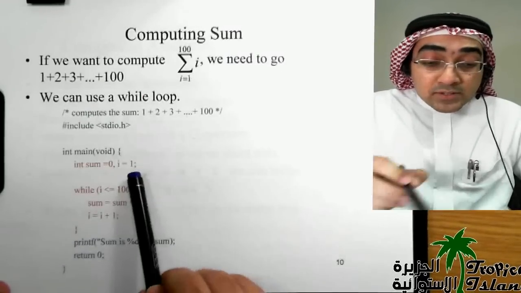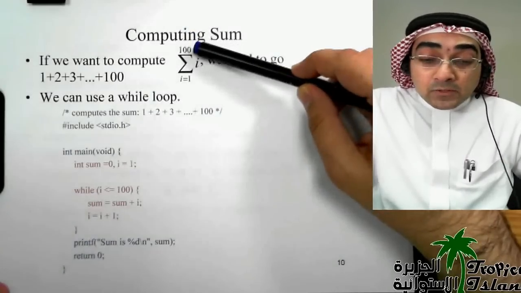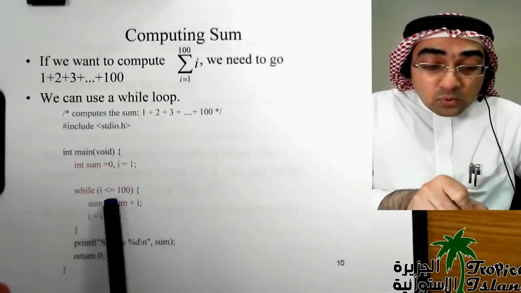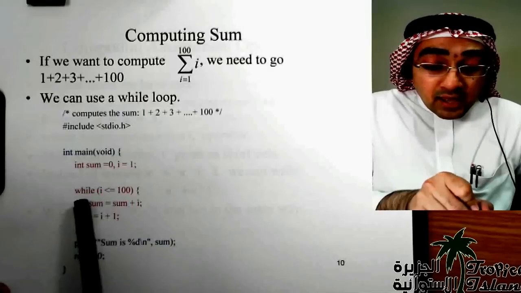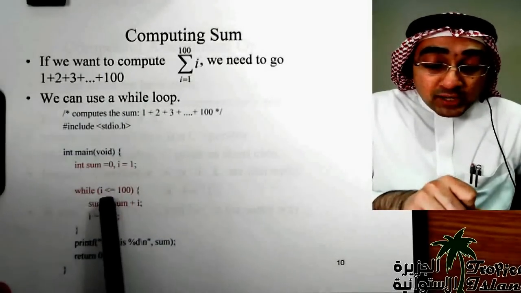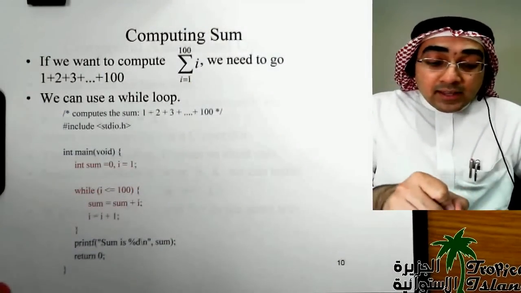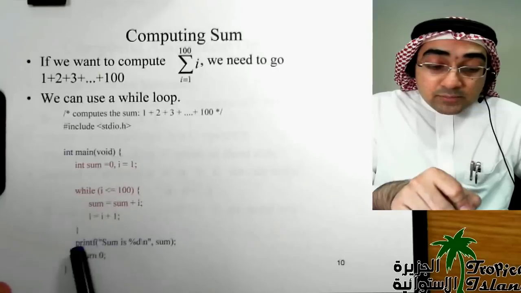Why did I start I with 1? Because the question asks me to go from I equal to 1 till 100. So I start from I is equal to 1, and I say while I is less than or equal to 100. What does this mean? I'm asking the computer to check if the value of I is less than or equal to 100. If that is true, I'm going to go inside my loop, otherwise I'm going to go out.